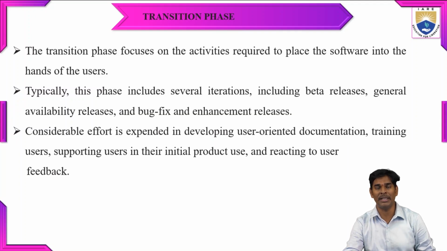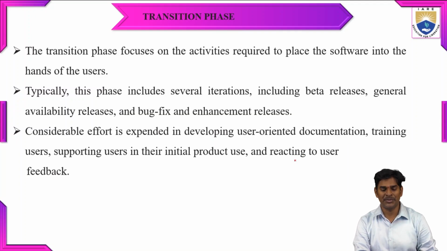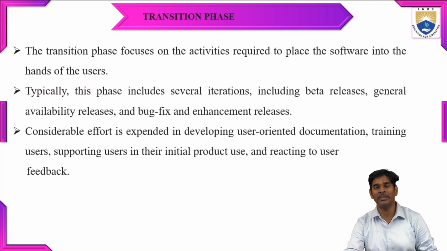If any bugs happen in the previous versions, the new version has to fix the bugs and try to improve the new releases, providing stability and security. Okay, and here is the user-oriented documentation: training users and supporting users in their initial product use. They need to give brief documentation, because users need to understand how this software will be useful to the particular clients. That's why training users is very important for the particular software.